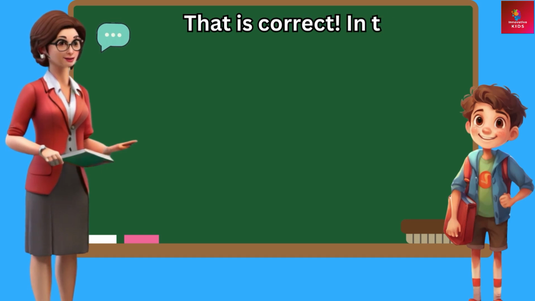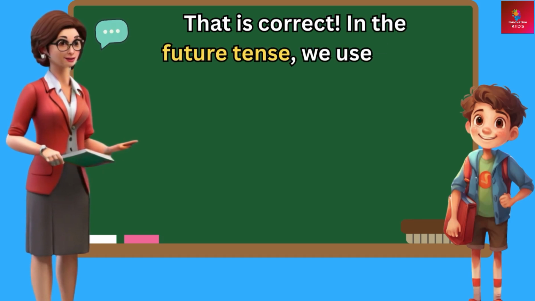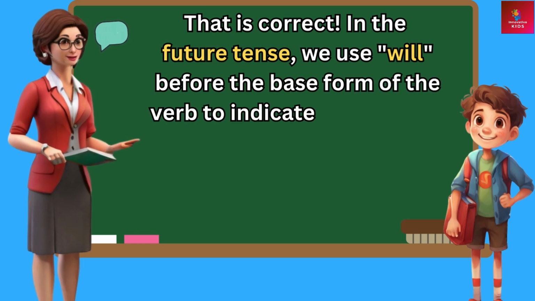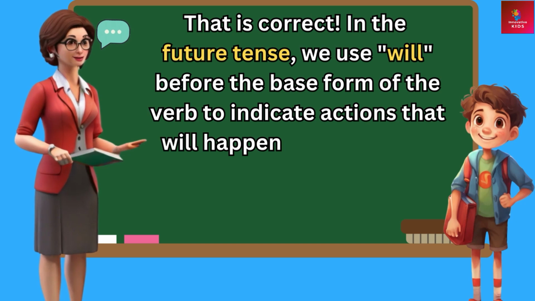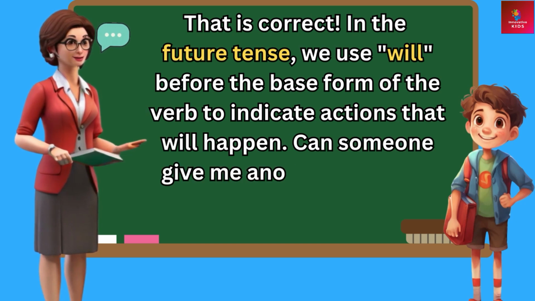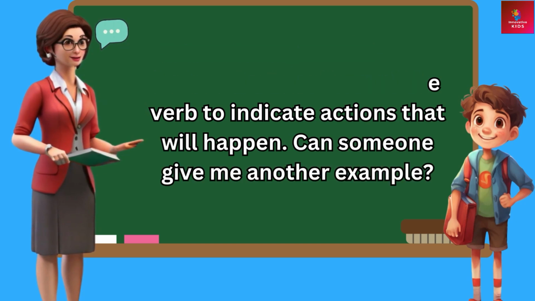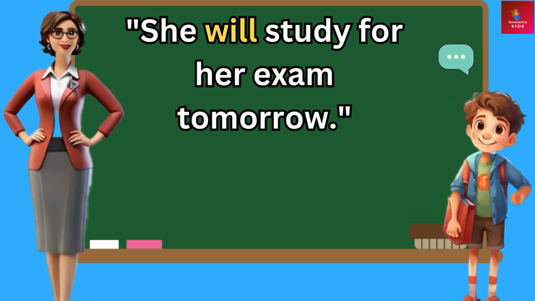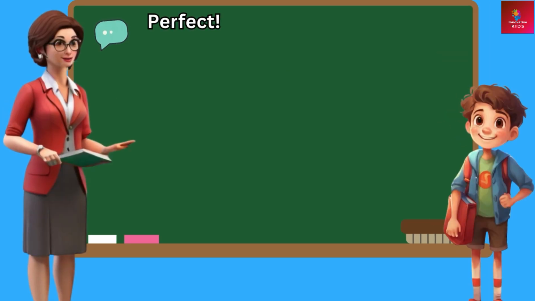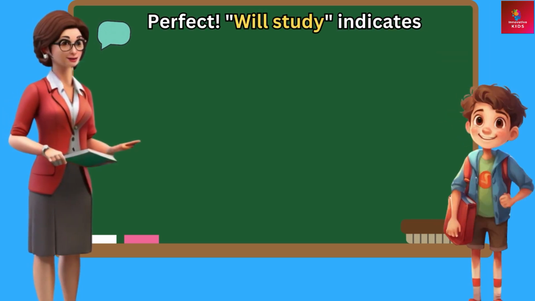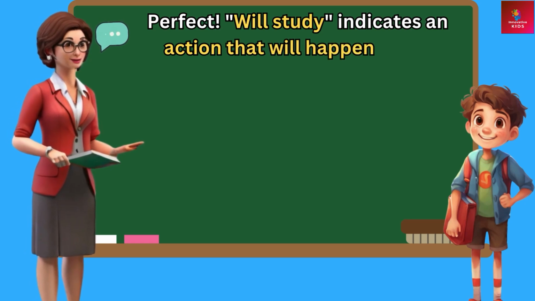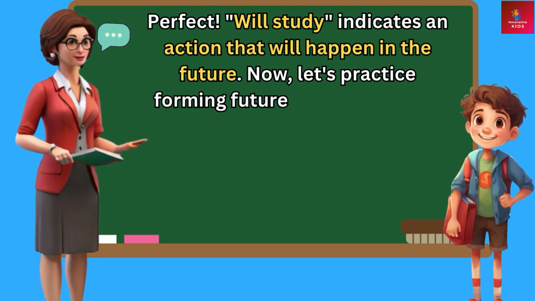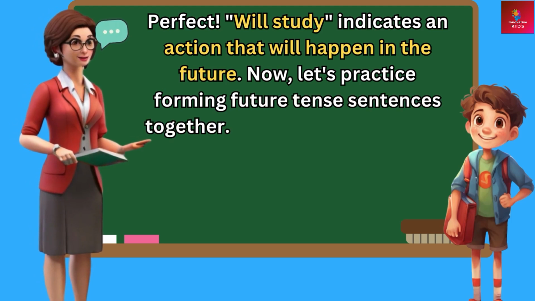That is correct. In the future tense, we use will before the base form of the verb to indicate actions that will happen. Can someone give me another example? She will study for her exam tomorrow. Perfect. Will study indicates an action that will happen in the future.